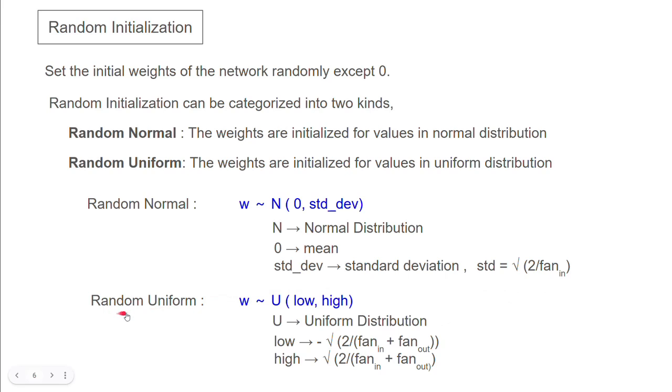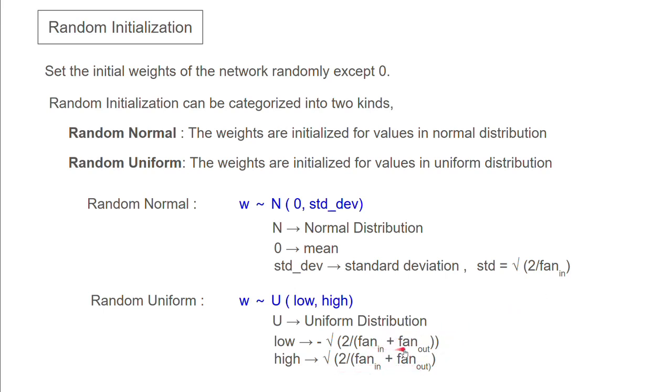Then how about the random uniform? Random uniform is from low to high value, probably minimum to maximum. U means uniform distribution. What is the low value? The low value is the minus of the square root of 2 divided by the number of fan in inputs plus the number of fan outputs. If we add up those two, the low value will be the minus and the high value will be the plus value of that.